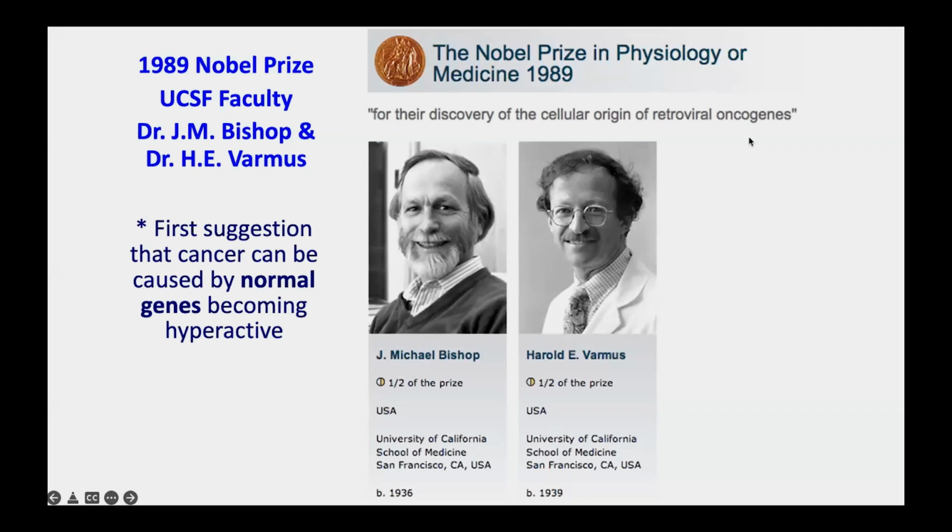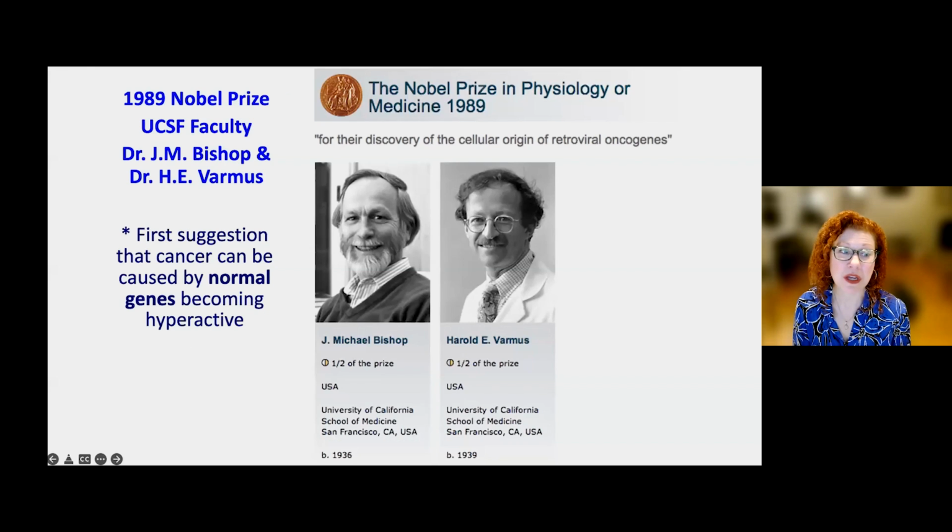So before this, there were many different theories of the cause of cancer, from viruses and many other things. It was thought that it was something from the outside, more like an infectious agent. And what Doctors Bishop and Varmus showed is that it actually comes from within the cells: there are normal genes that become hyperactive and lead to this overproliferation. So this was a very important finding that really moved forward the field of cancer research.